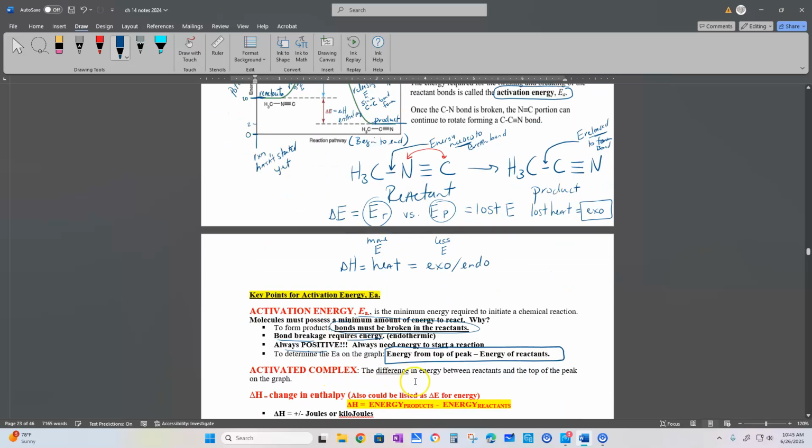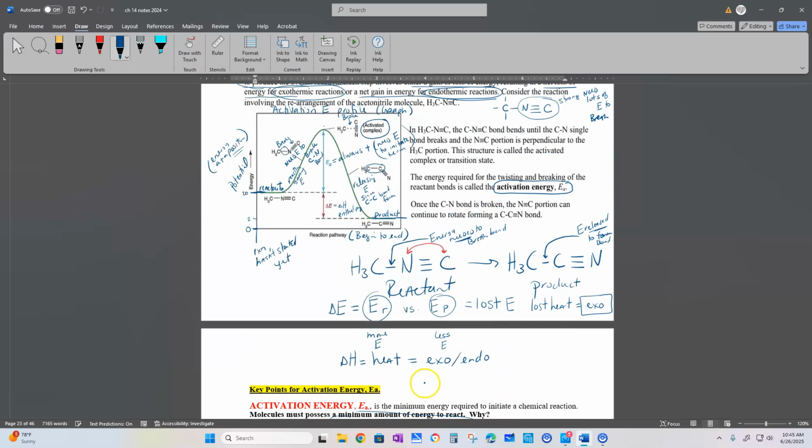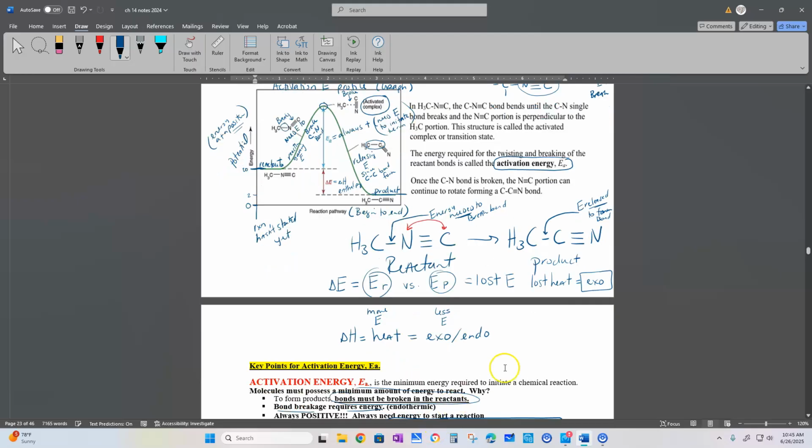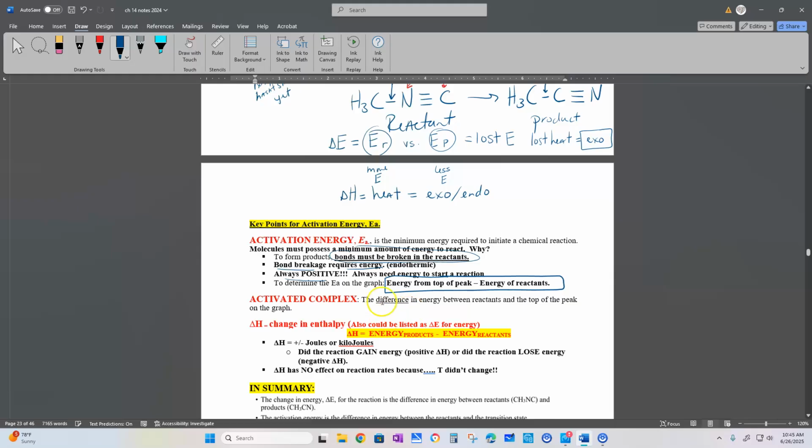Your activated complex is that difference in energy between the reactants and the top of the peak. The activated complex is just that point in time. It's that maximum energy that you have to reach to break that bond. So the maximum energy between the reactants and the top of the peak. Now, like I said, AP's been labeling it delta H, but a lot of our practice problems have delta E.